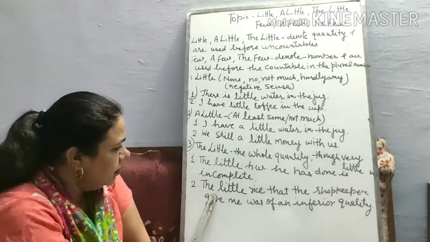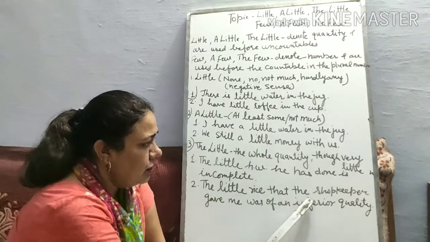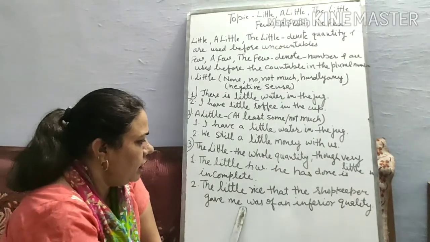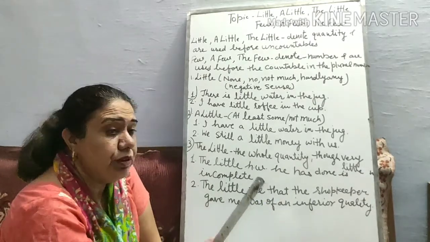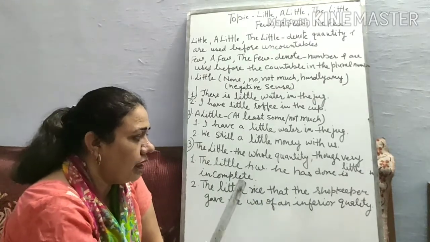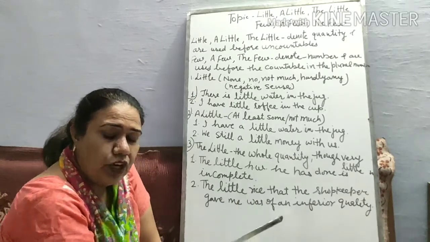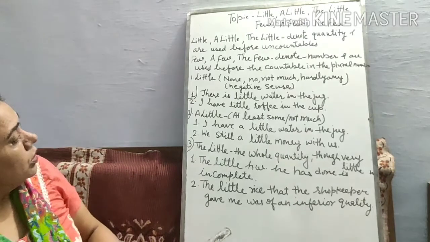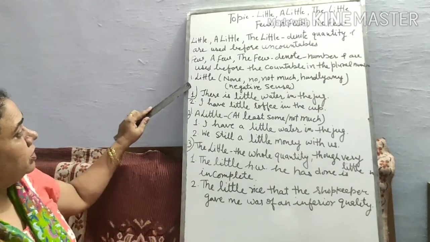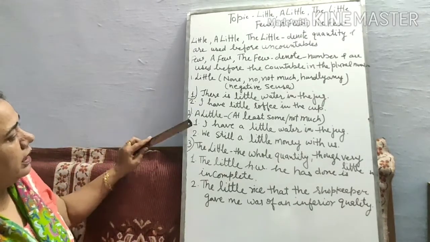Next, the little rice that the shopkeeper gave me was of an inferior quality. He gave me very little rice and that was of bad quality, or we can say inferior quality. So you understood the difference between little, a little and the little.